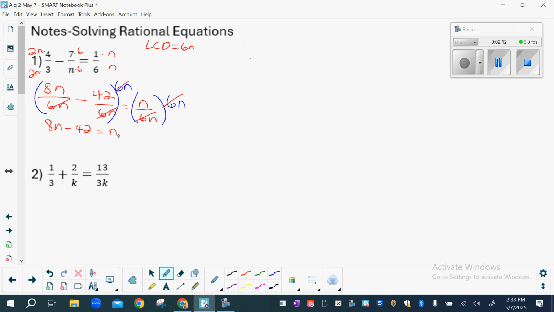All right. So we don't want to set it equal to 0 because there's no n squared. If there was an n squared, we want to set it equal to 0. We want to get the n's on one side and we want to get the numbers on the other side. So how could we get the n's on one side? What can we do to both sides? Minus 8n. That's right, minus 8n.